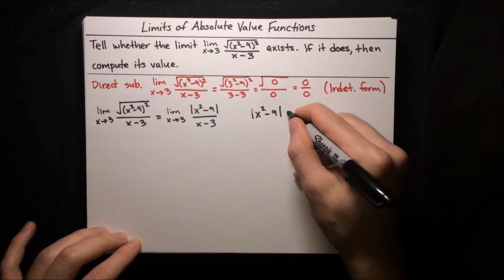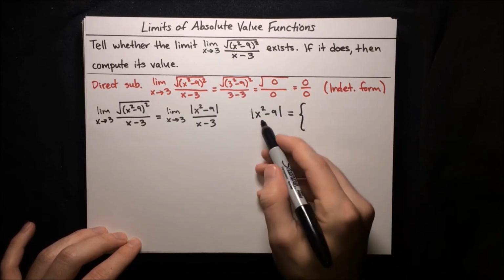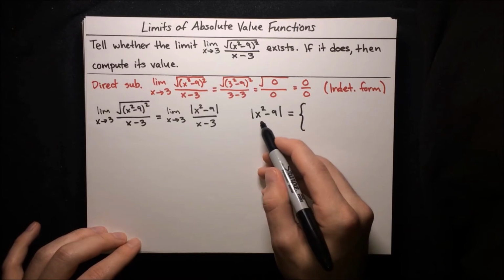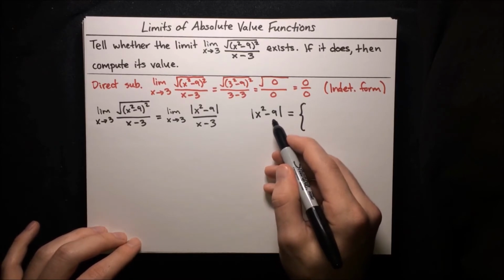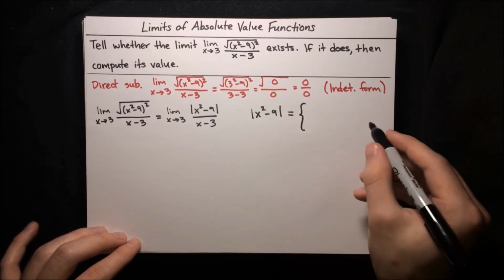And to do this, we have to figure out where the crossover points are. Where does this expression inside the absolute value equal 0? Well, where does x squared minus 9 equal 0? That's like asking where does x squared equal 9, which is just at positive 3 and negative 3. So we'll have 3 cases actually.